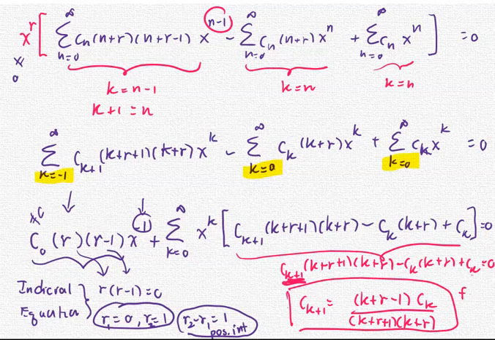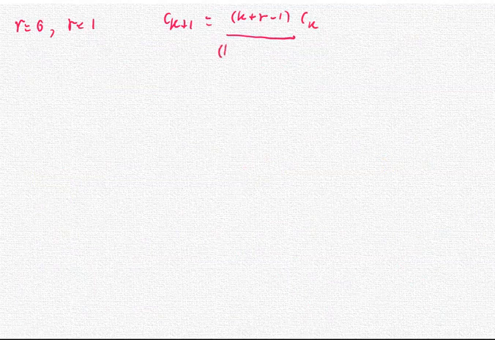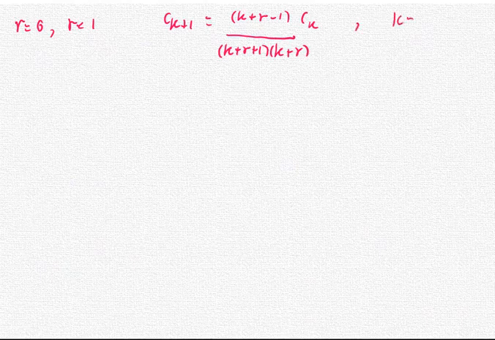And this recurrence relation is the general form for both r's for k greater than or equal to 0. Recurrence relation. Okay. So r equals 0, r equals 1, and c k plus 1 equals k plus r minus 1 times ck divided by k plus r plus 1 times k plus r, for k greater than or equal to 0.